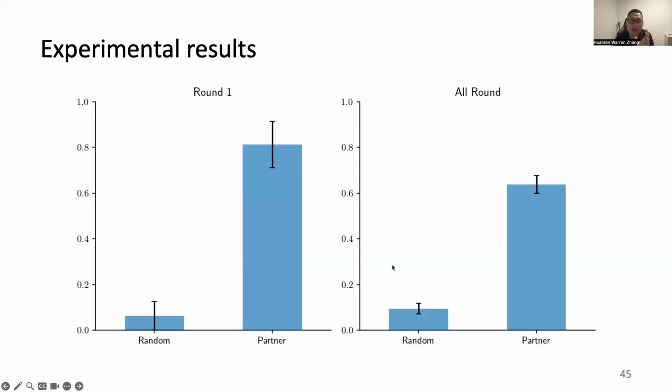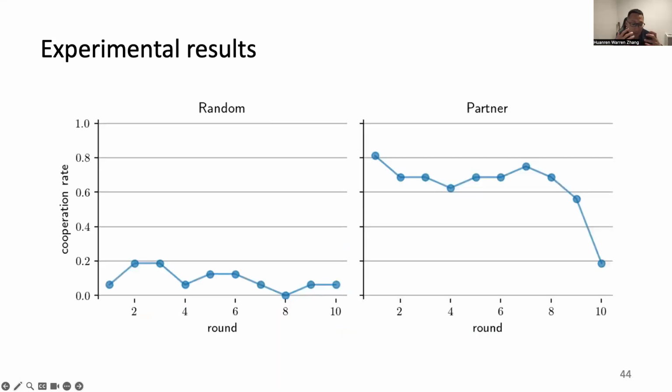And if we consider the cooperation level of all rounds, again, we see this significant difference, okay? So these illustrate that repeating interaction with the same player could significantly increase cooperation level, okay? But one interesting pattern here that I want you to take a look at is in round 10, you see a significant drop of this cooperation level. Why is that the case?